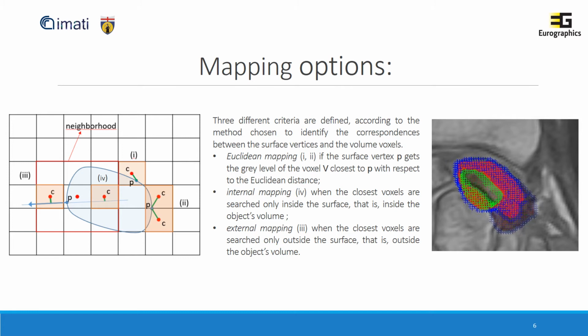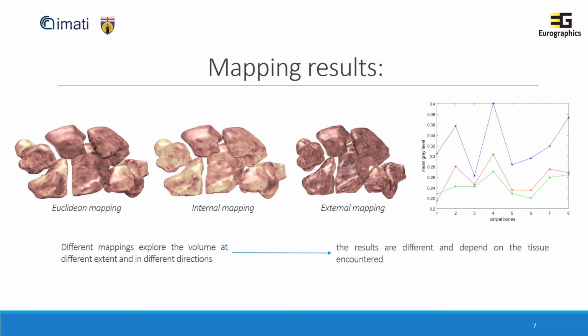On the left, there is an example in 2D of the different kinds of correspondences, and on the right you can see a real application where the red is the Euclidean, the green the internal, and the blue the external result of the different correspondences. The result that we obtain is a 3D surface model colored with gray levels of the image. As you can see, the result changes depending on the method used to explore the volume.